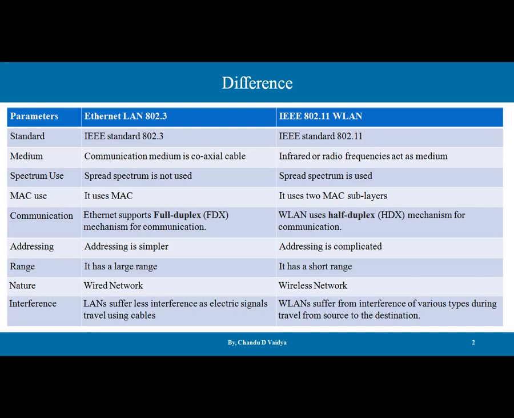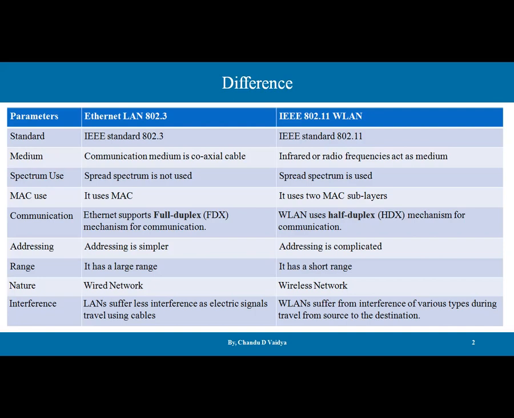Then the second parameter would be medium. The communication medium is coaxial cable in the first one, whereas infrared or radio frequency act as a medium, because the first one, Ethernet, is a wired network, and WLAN is the wireless network. Spread spectrum is not used in Ethernet, and spread spectrums are used in a wireless LAN. Ethernet uses MAC, whereas WLAN uses two MAC sublayers.